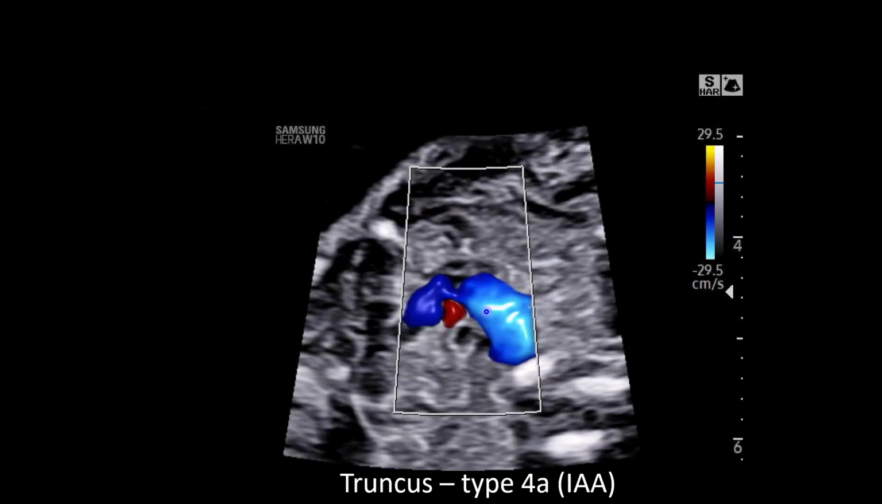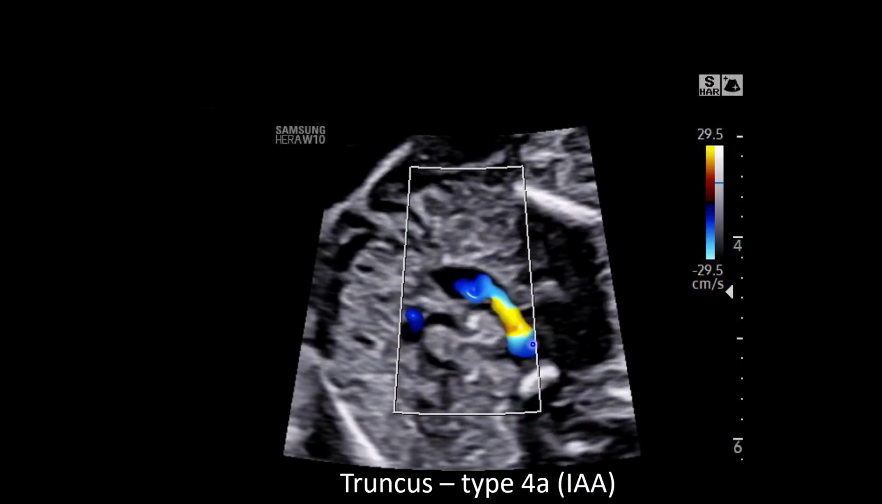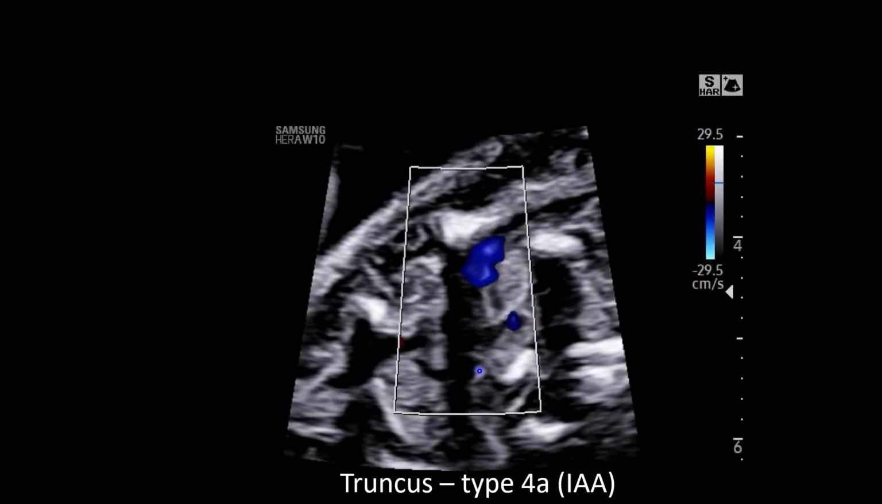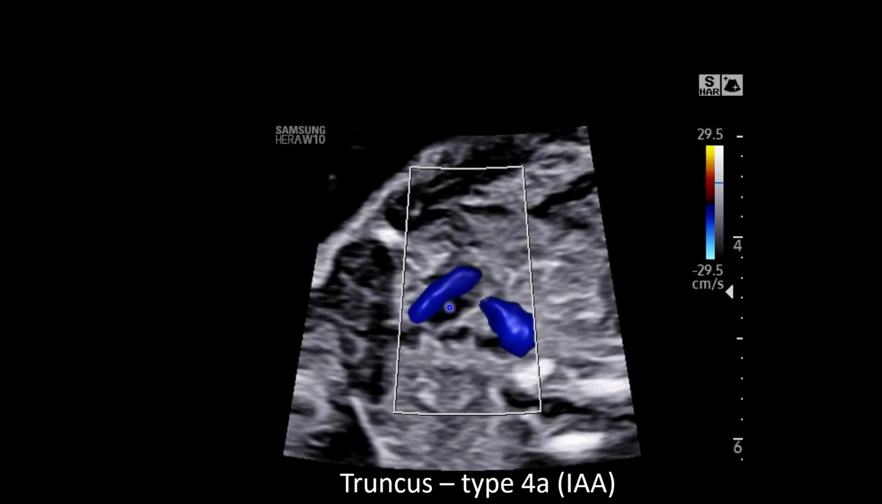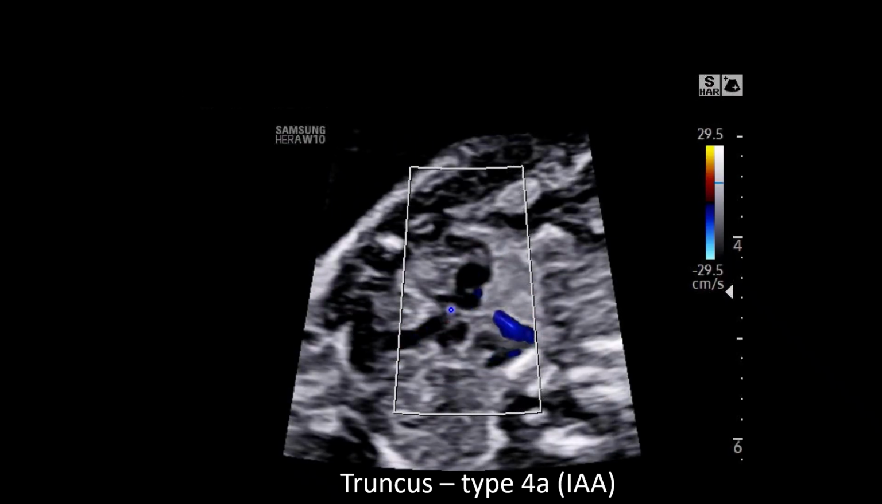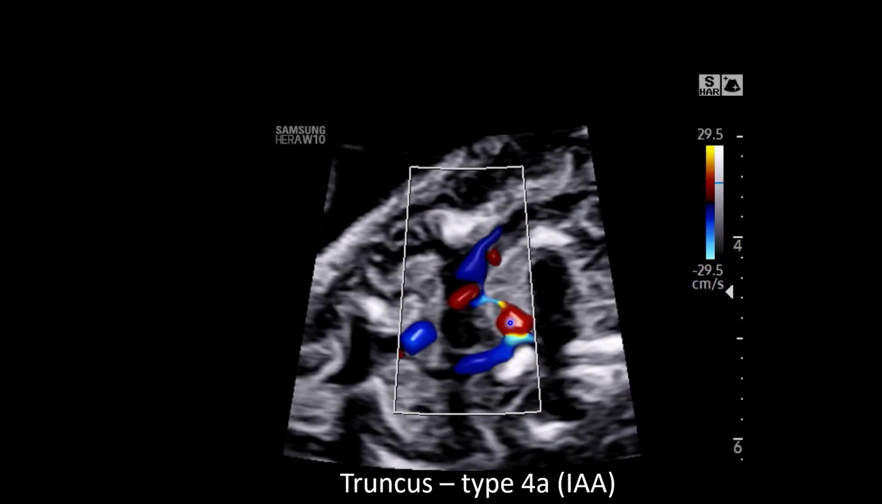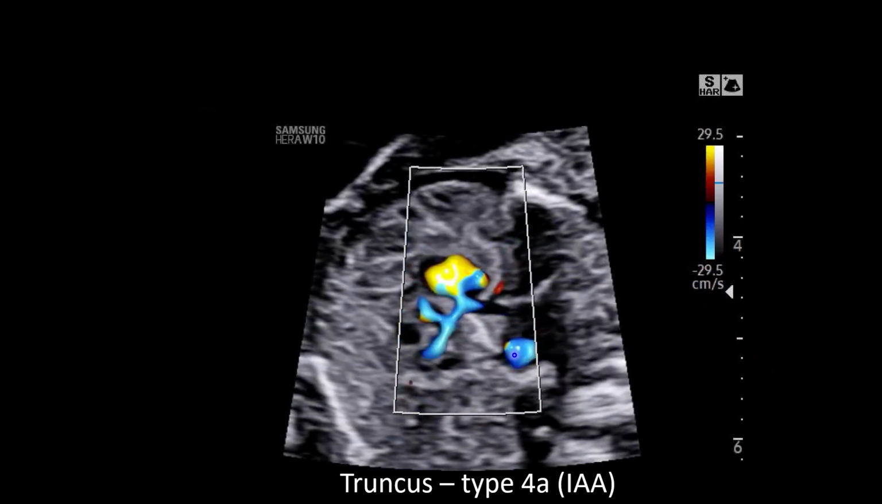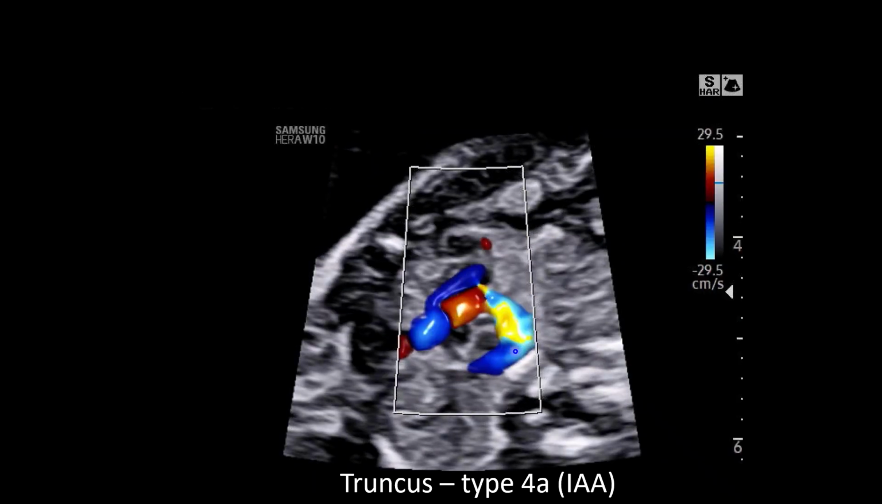Color Doppler confirms that, and you actually have an aberrant subclavian here, so you have a left arch with an aberrant right subclavian artery, and so that first vessel that comes off gives rise to the right carotid. The left carotid, the left subclavian also comes off here, and then the right subclavian is aberrant there. So type B with an aberrant right subclavian artery.